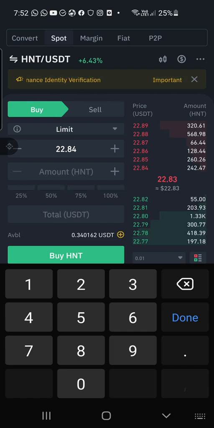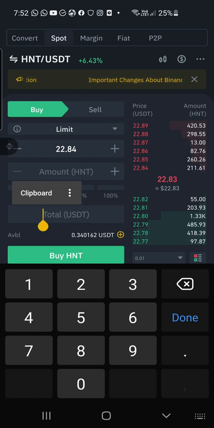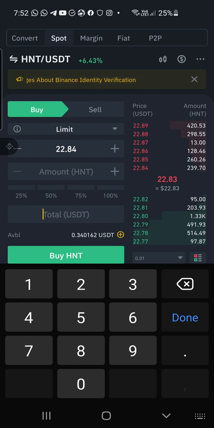The other way is to come to this total USDT and write the amount of money you want to spend on this coin, or how much you want to buy for. So you can buy for $200. You can buy for $1. Actually, the minimum that you can buy is $10.